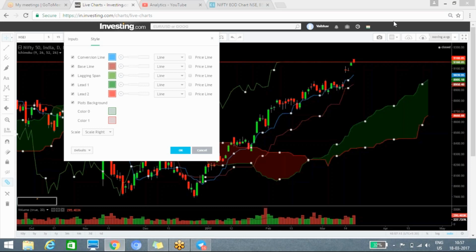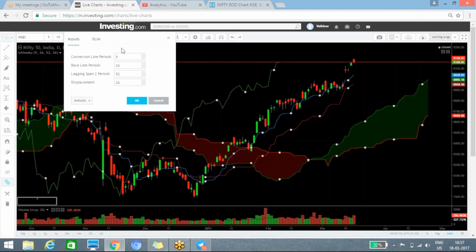And what is 9? Here 9 indicates 9 periods, like the moving averages you have seen, whatever chart you are picking up, 9 candles before. So how does Tenkan-sen calculate? It calculates 9 period high plus 9 period low divided by 2. So it is taking the average of the high and low of the previous 9 candles.